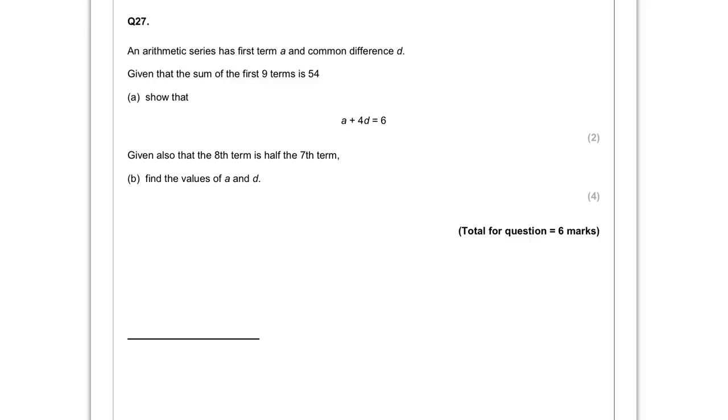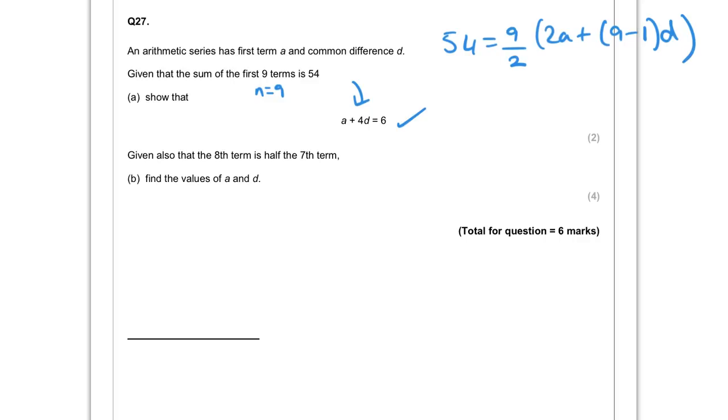Okay, so the last one is also, given that the sum of the first 9 terms is 54, show this. So you know that n is 9, so you're going to get 54 equals n over 2 brackets 2a plus 9 minus 1 lots of d. Okay, you'd rearrange this and you would end up with this. Nice and simple. It was the part b that I really wanted to focus on.